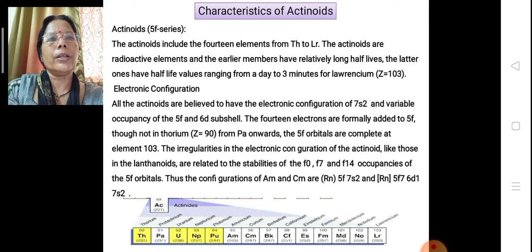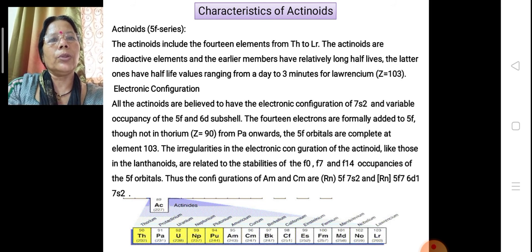The electronic configuration. All the actinoids are believed to have the electronic configuration 7s2 and variable occupancy of the 5f and 6d subshells. The 14 electrons are formally added to the 5f, though not in thorium, whose atomic number is 90. From Pa onwards, the 5f orbitals are filled and complete at element 103.